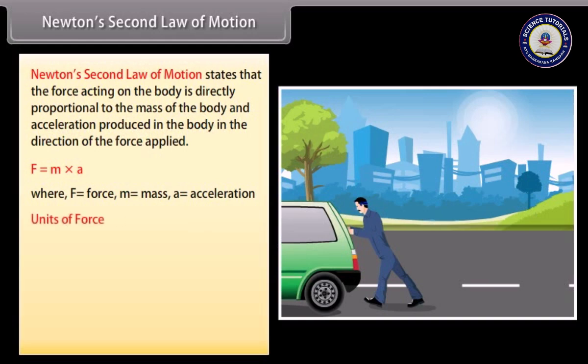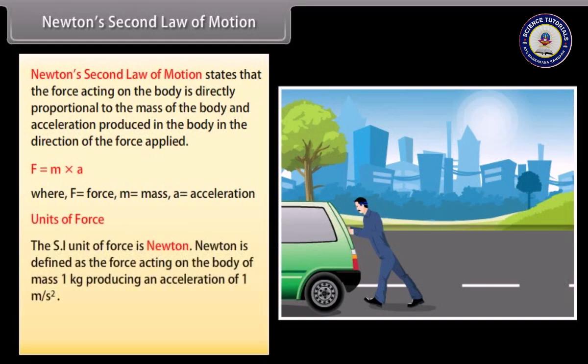Units of force. The SI unit of force is Newton. Newton is defined as the force acting on a body of mass 1 kg, producing an acceleration of 1 meter per second square. The unit is equal to kilogram meter per second square, or Newton.